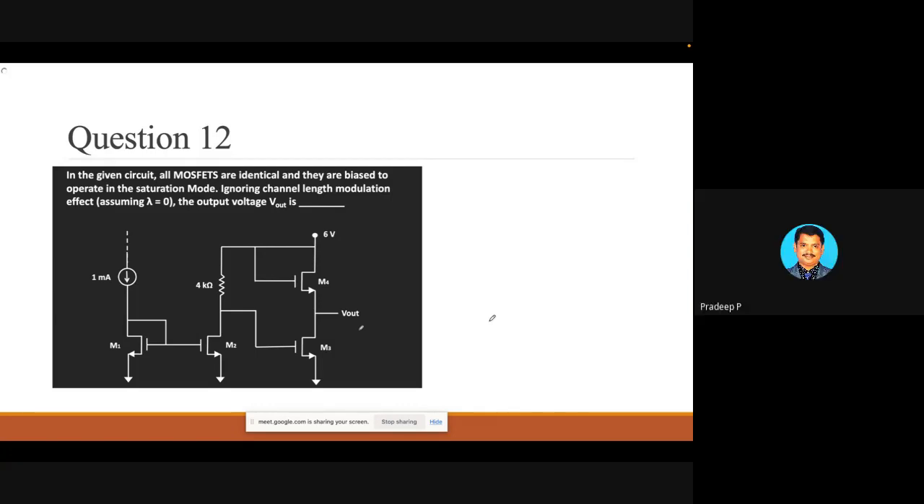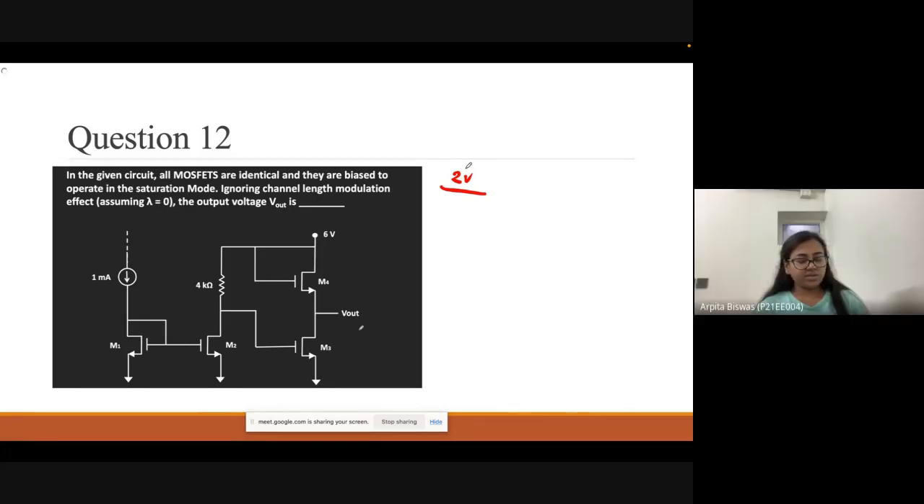At least think. Madam, 2 volts, madam. 6 minus 4, 2 volts. Okay. I think there is one more student. No, the answer is not 2 volt. Okay, it's not correct. Try, you're nearly there. I'm trying. There's no hurry. Take your time.